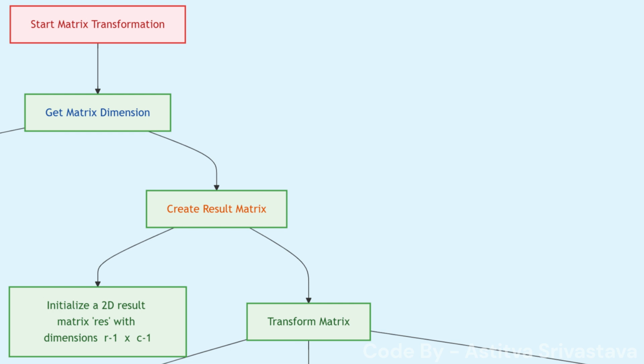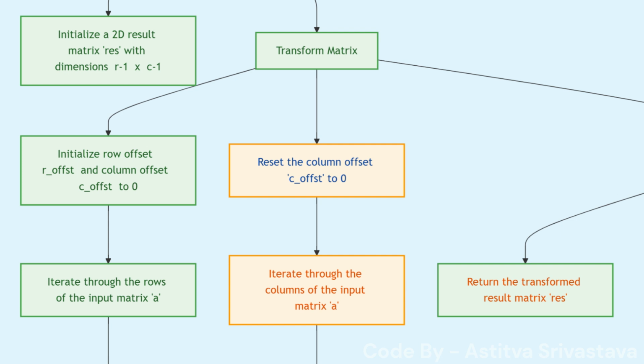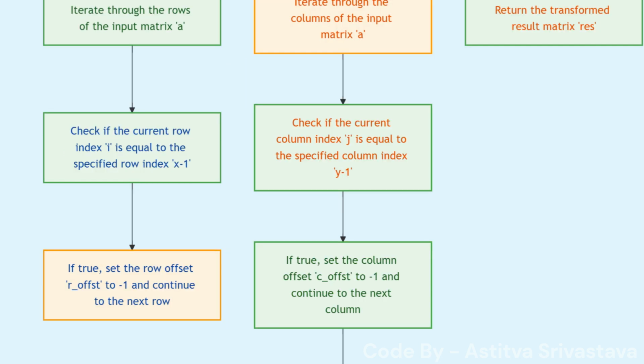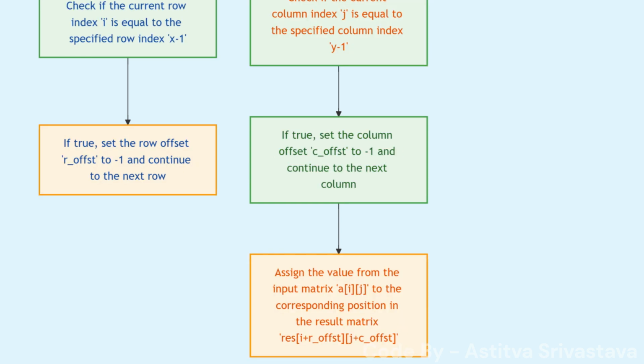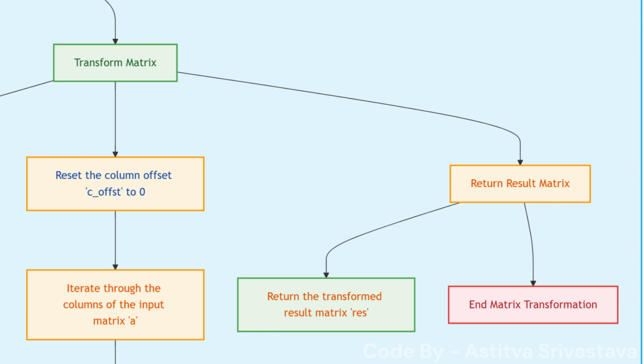Now, for minor calculation. First, create a 2D result matrix, set row and column offset to 0. Iterate over the matrix; if the value matches with a given position, decrease the offset by 1. Now assign the values from the input matrix to the result matrix as per the positions shown and return the matrix.